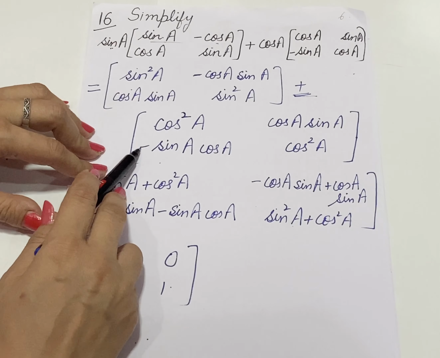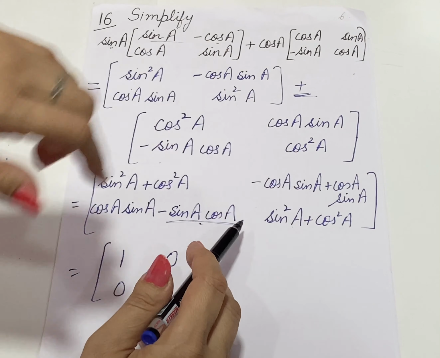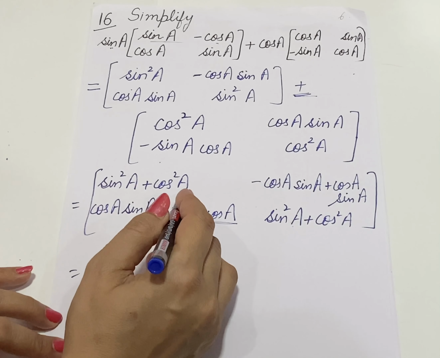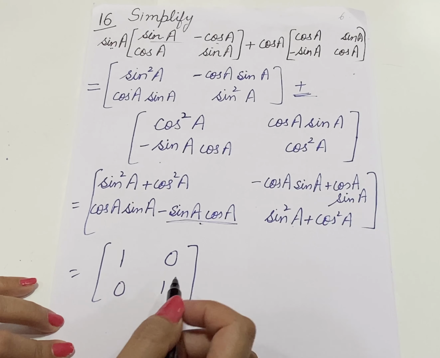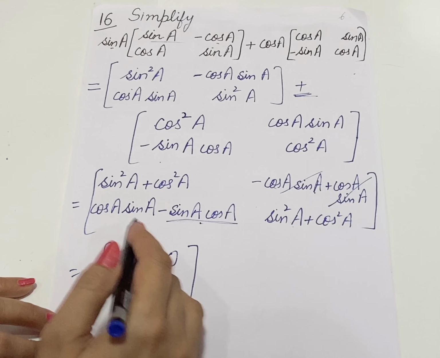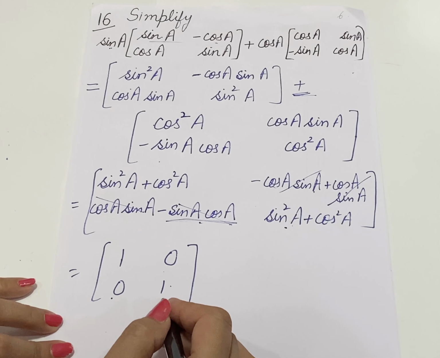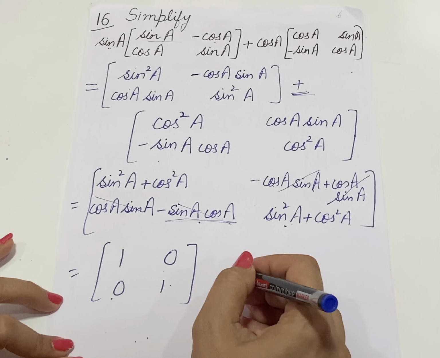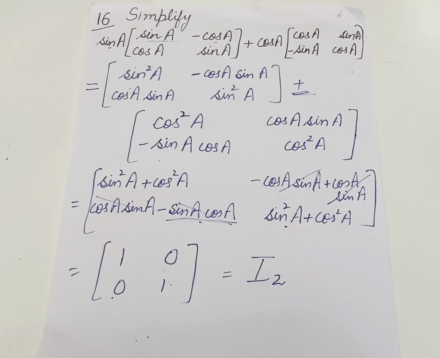We are adding them, but since this term is negative, it will come out to be negative. Sin square A plus cos square A. Now we are applying the square identities of trigonometry. Sin square A plus cos square A is equal to 1, and this will get cancelled. Minus cos A sin A plus cos A sin A, 0. Similarly, this also gets cancelled. It is 0, and this term will be equal to 1. And what is this known as? This is the identity matrix of order 2. It can be written as I2. That is the identity matrix of order 2.